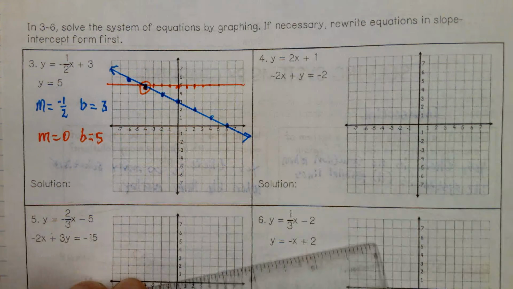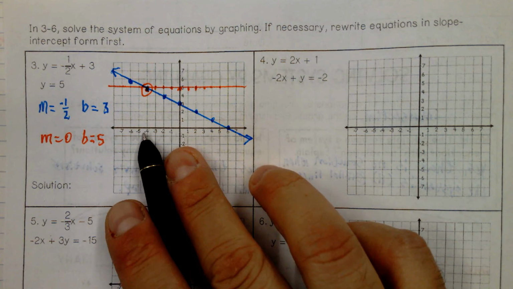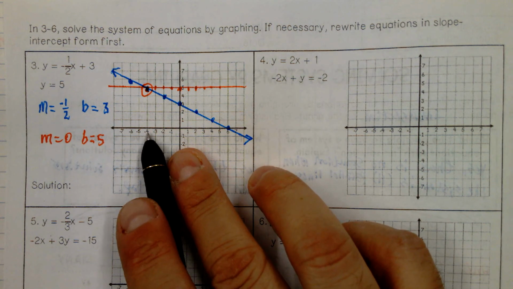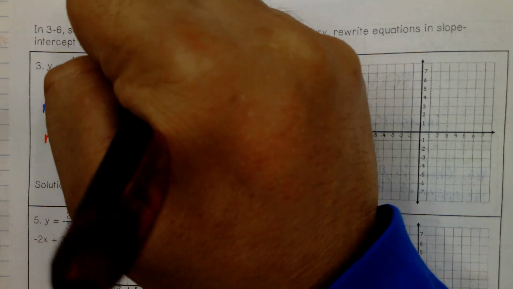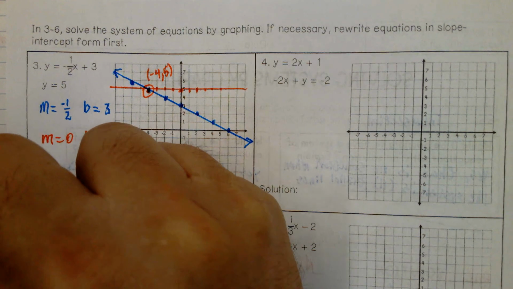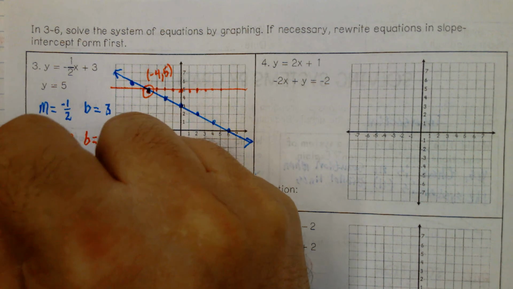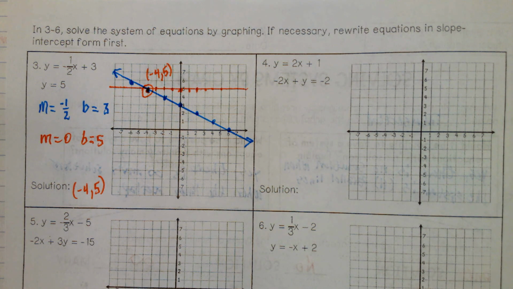And this one's right there. Okay? And so what are the coordinates there? If I go across the x, it's negative 4. If I go up to see what the y is, it's 5. So the solution is -4, 5. Okay. Perfect. Looks good. Any questions on that? Okay. We're almost done. Got one more.